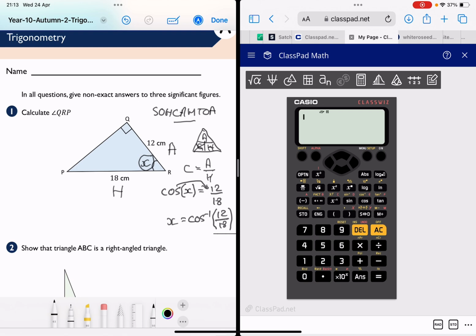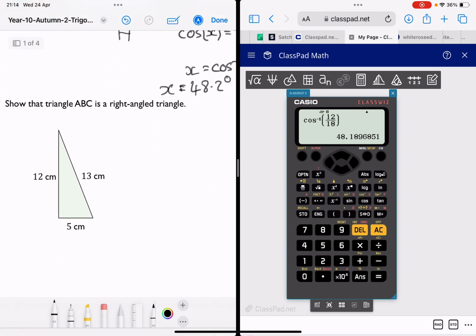So now I go to my calculator. First of all, to get the inverse cos, I press shift cos, there it is, inverse cos. Use your fraction button on the left hand side, then get my 12, my down arrow to get my 18, go across, close your bracket off, press equals. Here I've got 48.18, which is 48.2, because it wants it to 3 significant figures, and remember it's in degrees. That's good.